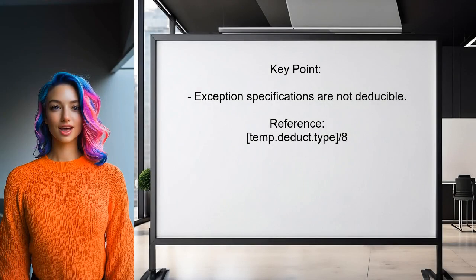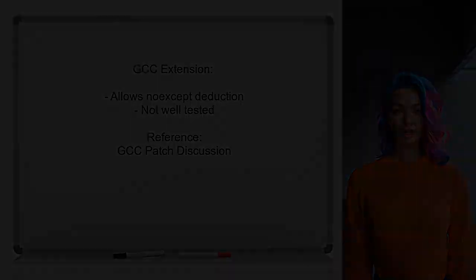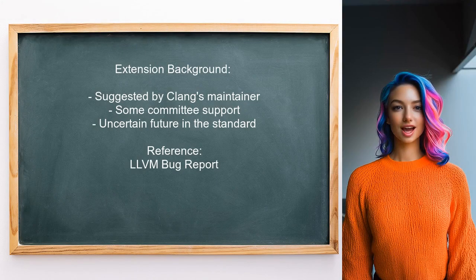This user explains that according to the standard, exception specifications are not included in the types from which template arguments can be deduced. Therefore, noexcept deduction is not allowed in class template partial specialization. They also mention that GCC allows this deduction as an extension to simplify the implementation of the std is function, but this extension is not well tested. Furthermore, the user notes that while this extension was suggested by Clang's maintainer and had some committee support, its future in the standard remains uncertain.